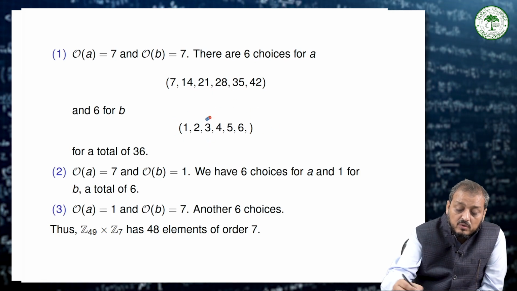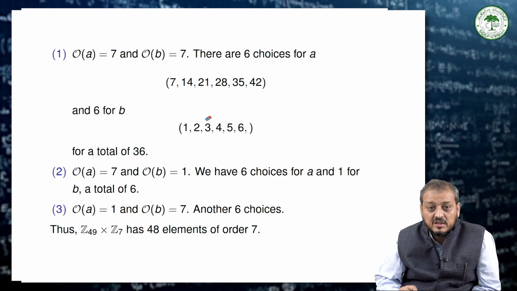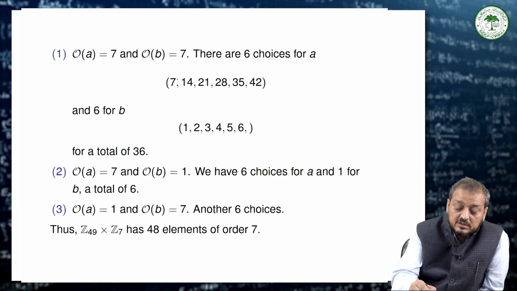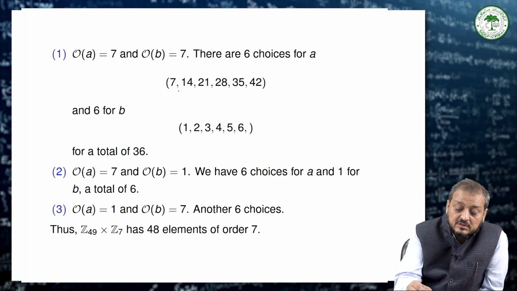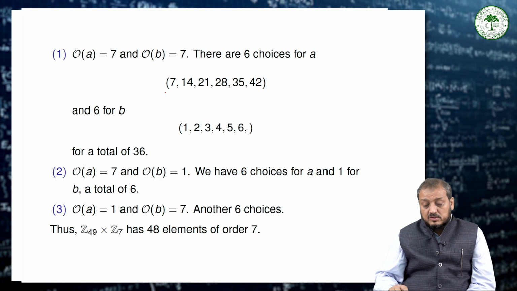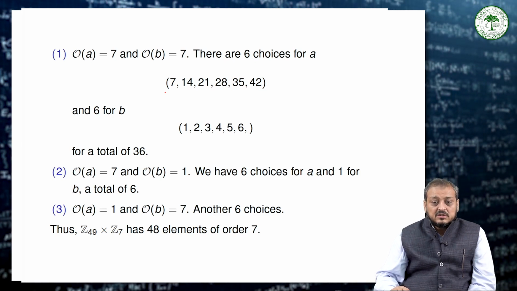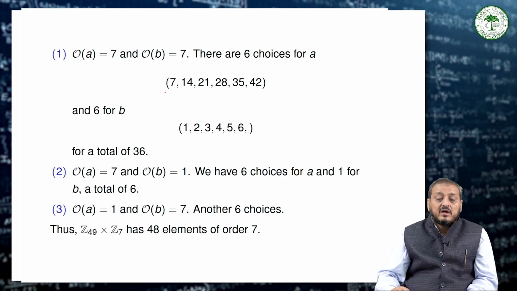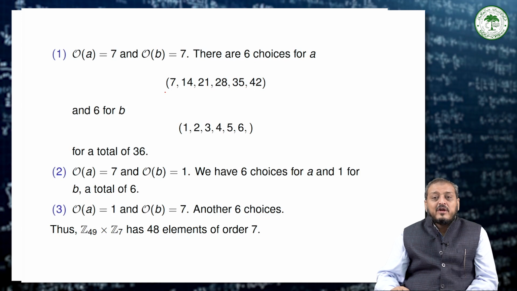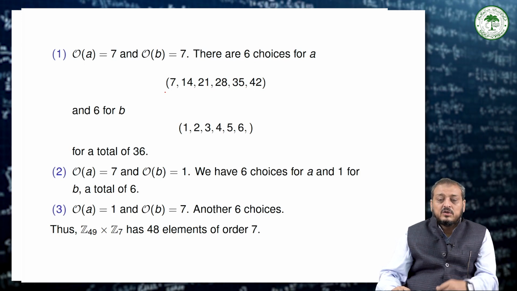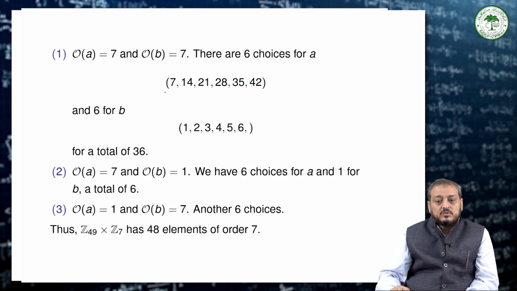So these are the possibilities where the order of A is equal to 7, the only possibility is 7 to the power 1. If you take 7 squared, 7 plus 7 into this form. So this is how we have to calculate how many elements of such an order exist in such a direct product group.